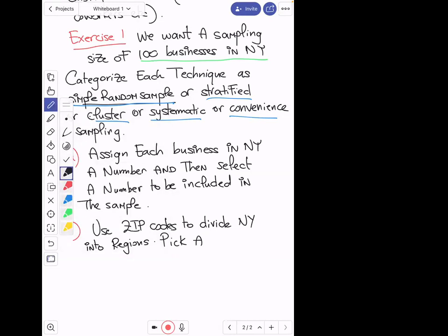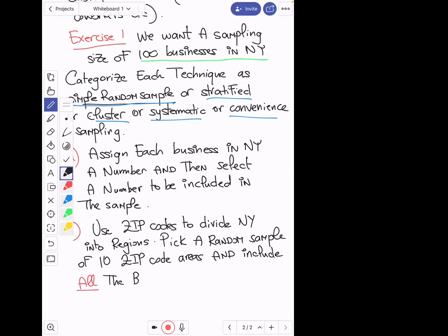A random sample of 10 zip code areas. Okay, and then include all the businesses. So I guess the keyword here is all the businesses in each selected zip code area, and the sample in each selected zip code area in the sample.